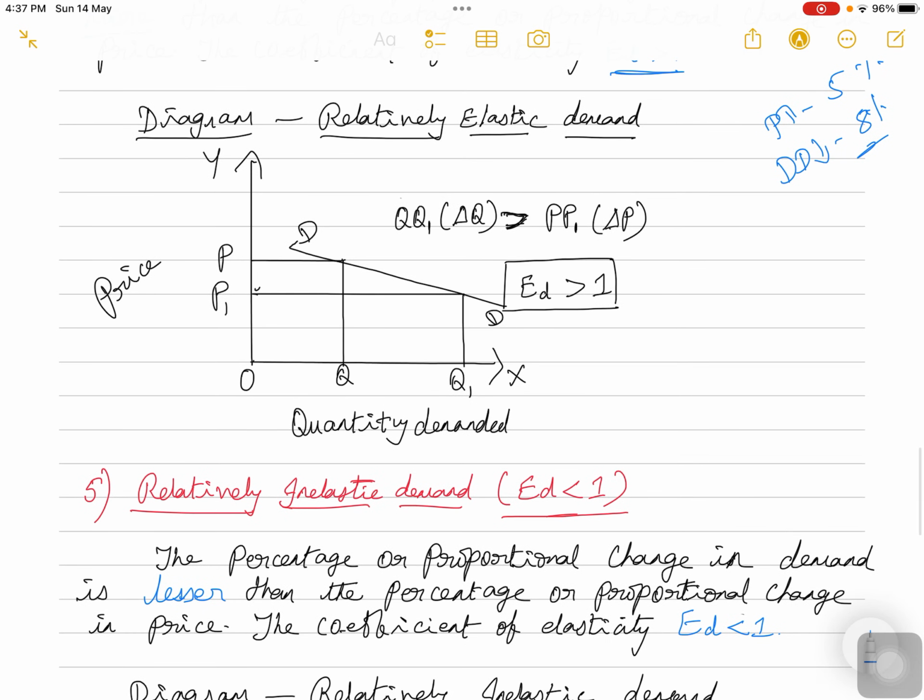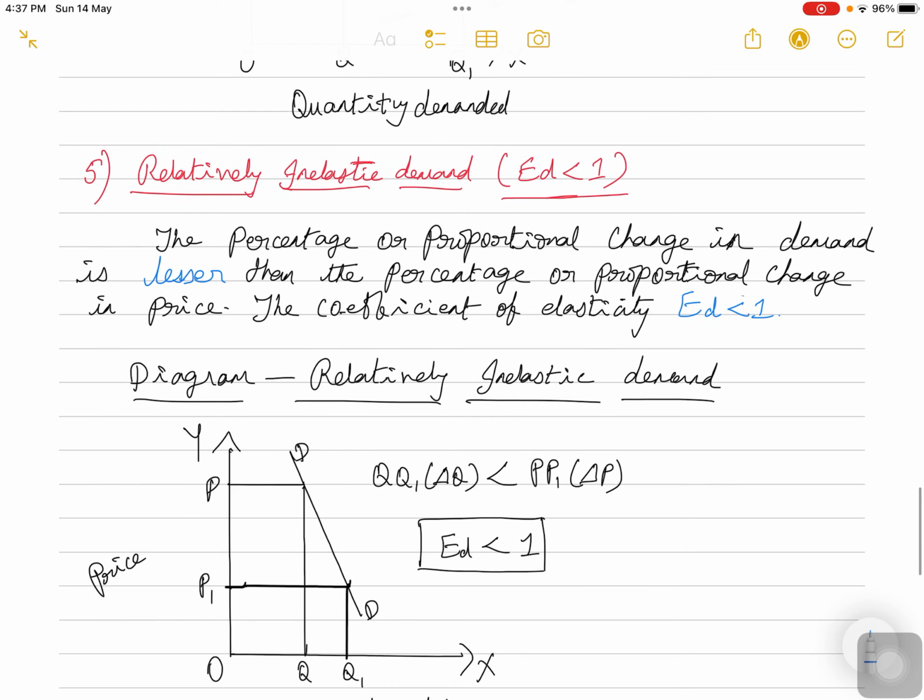Now if you check the diagram, what you are observing, PP1, that is the change in price, delta P, is lesser than the change in QQ1. You can see that this gap is more, isn't it? So delta Q is greater than delta P. QQ1, that is delta Q, is greater than PP1, that is delta P, that is, the change in demand is greater than the change in price. So you can see the demand curve is more slanting here, and the coefficient of elasticity ED is greater than 1. Okay, that is another type.